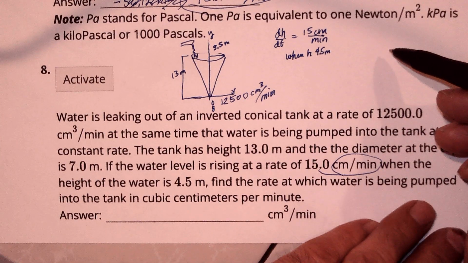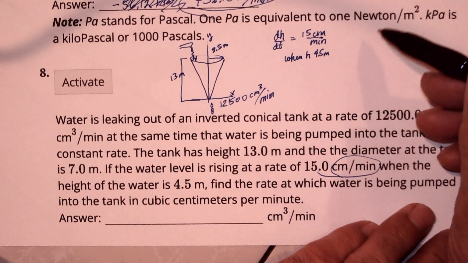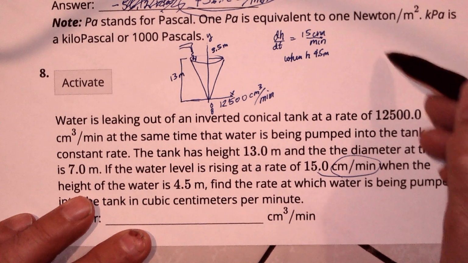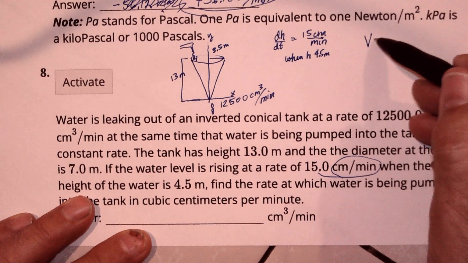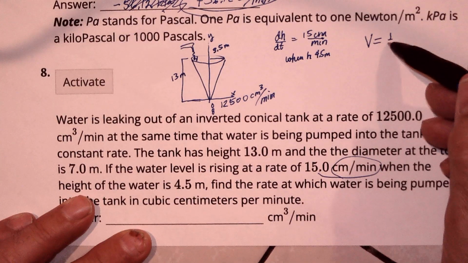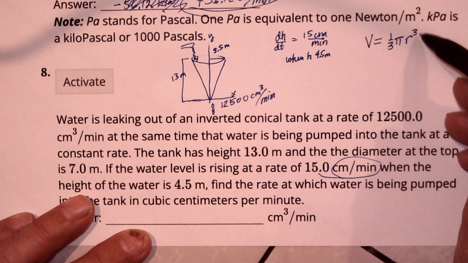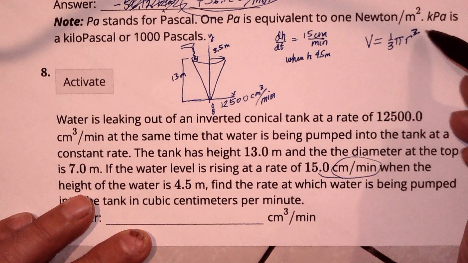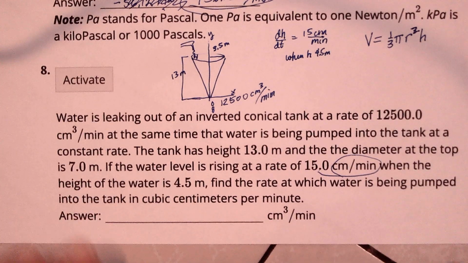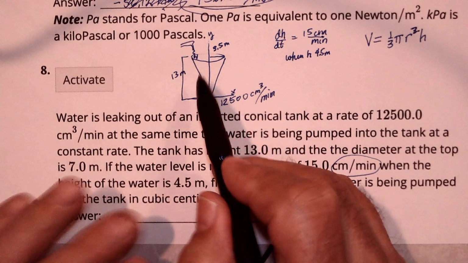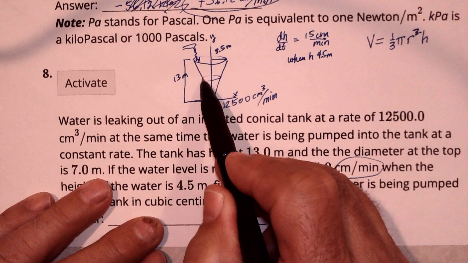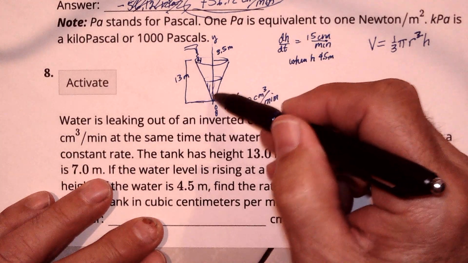So the volume of a cone is 1/3 pi radius squared times the height. Now, we're going to be looking at the volume here, not the whole cone at some point down here.